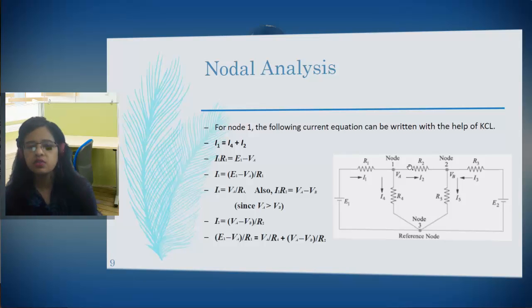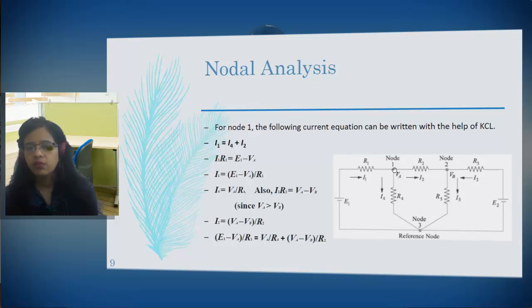So what is the voltage drop here? Initially the voltage was E1, and after coming here it has dropped to VA. So it will be E1 minus VA divided by R1. I1 R1 is equal to E1 minus VA. So I1 will be equal to E1 minus VA divided by R1.